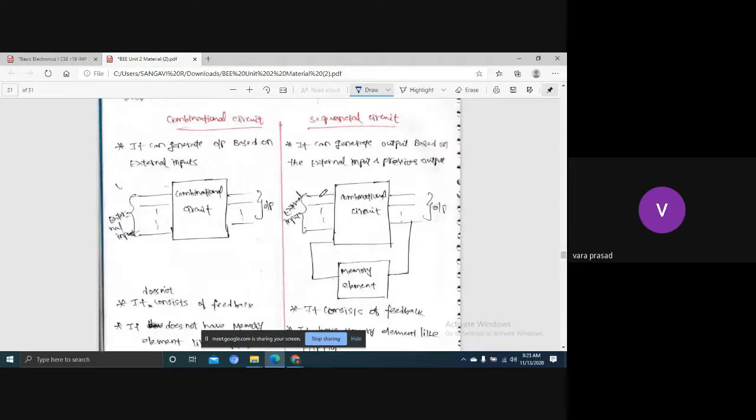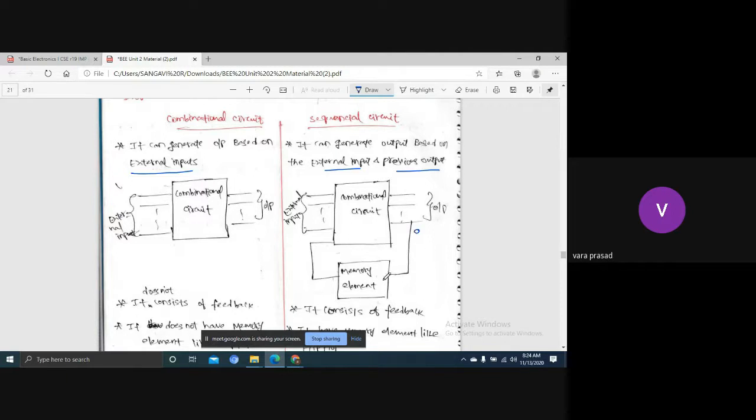A combinational circuit can generate output based on external inputs only. A sequential circuit can generate output based on external inputs and previous output. When we say previous output, it means there is feedback. The output you are giving as feedback, we can call it a memory element. What is meant by memory element? It means it can store something for a particular time.